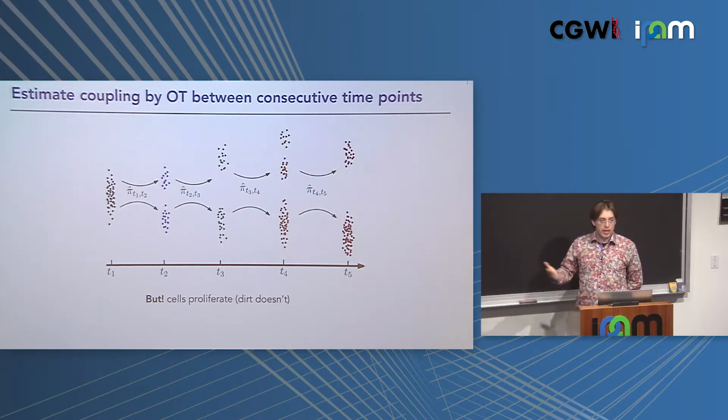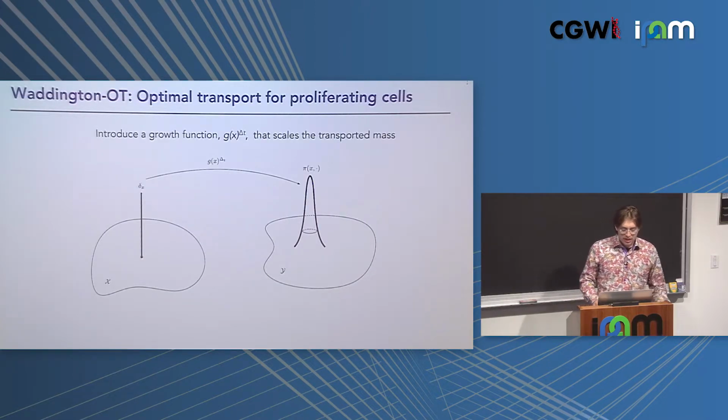And cells can proliferate, but dirt doesn't proliferate. So we have to change something. We have to change this conservation of mass. The way that we do that is we introduce a growth function, g of x.